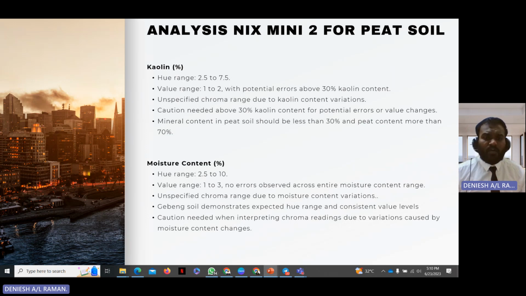changes. For moisture content, the hue range is 2.5 until 10. The value range is 1 to 3. No error was observed across the entire moisture content range. So from the Gabang soil, we can demonstrate the expected hue range and value range is consistent. That is for Gabang soil.